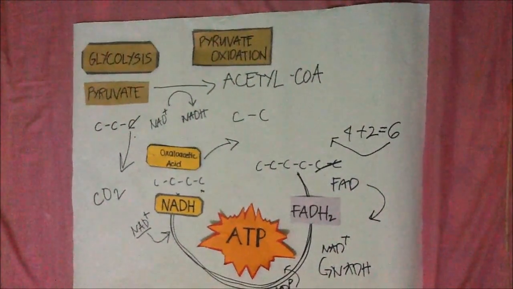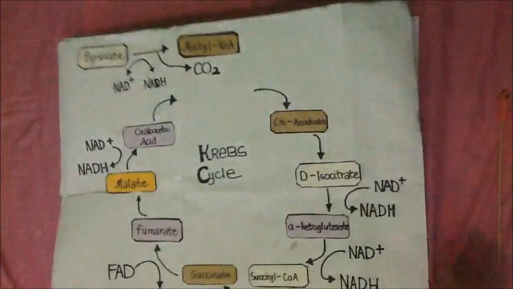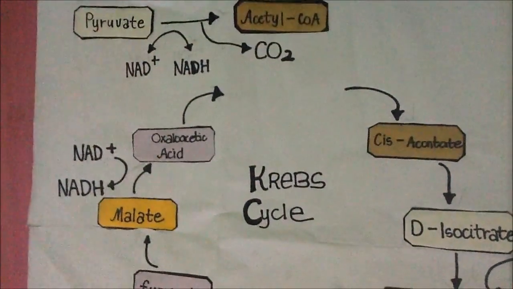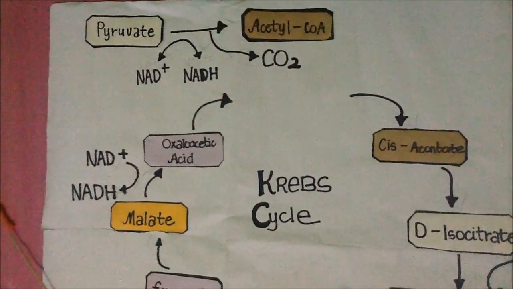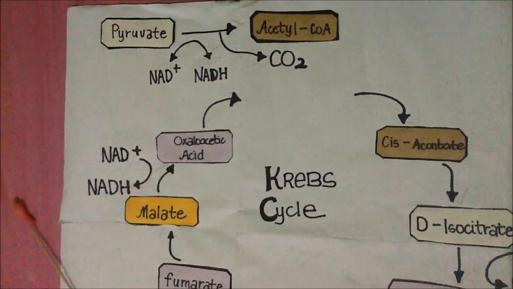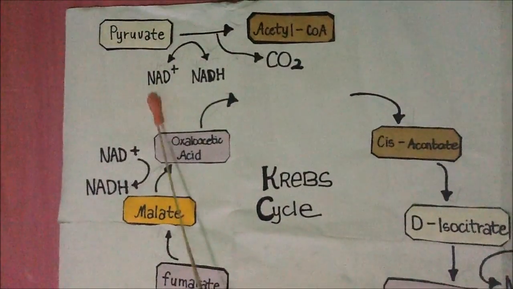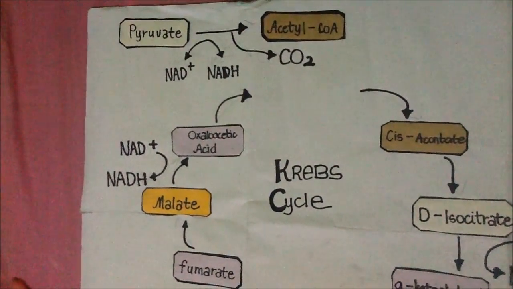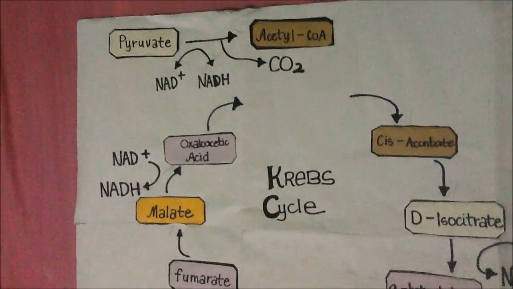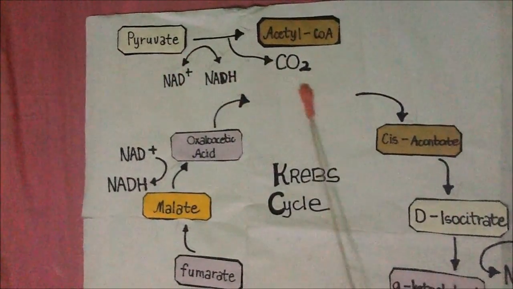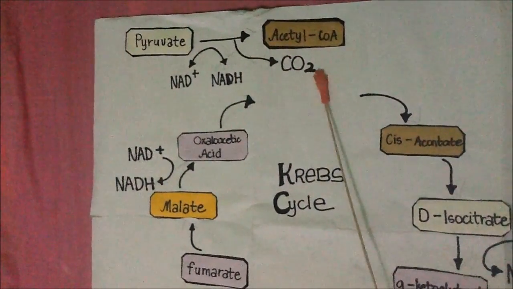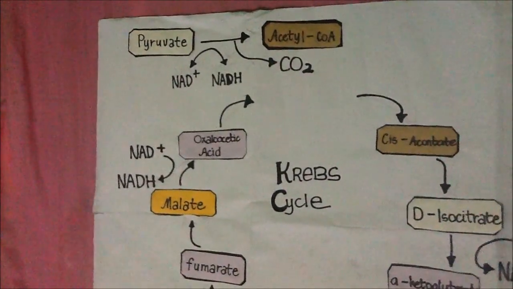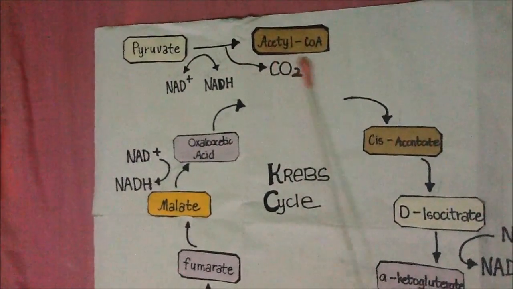So let me explain to you again. From pyruvate, a 3-carbon molecule will undergo pyruvate oxidation, a preparatory process before entering the Krebs cycle. During this stage, NAD+ will be reduced to form NADH. This cleaving off of one carbon atom will release carbon dioxide into the atmosphere. After this process, the remaining 2-carbon molecule is now acetyl-CoA.